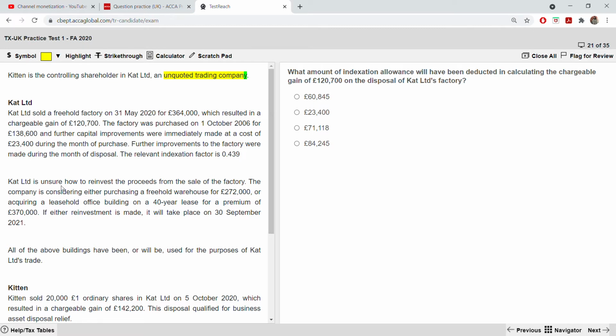CAT is unsure about how to reinvest the proceeds from the sale of the factory. The company is considering either purchasing a freehold warehouse or acquiring a leasehold office building on a 40-year lease for a premium. If either reinvestment is made, it will take place on 30th September 2021. All of the above buildings have been or will be used for the purpose of CAT Limited's trade. Okay. So how do you start?